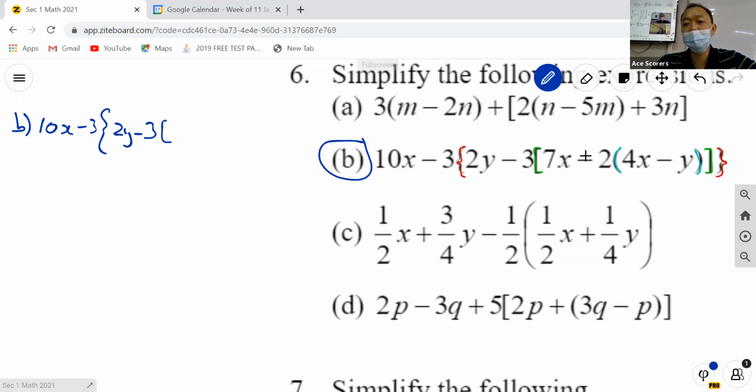And then here, this is where we will have to evaluate. Okay. So the first thing is to get the -2 inside. Rainbow in. Rainbow this thing in. So we will get 7x minus 8x plus 2y, and we left with 2 brackets.